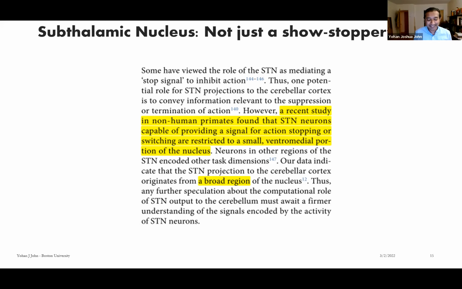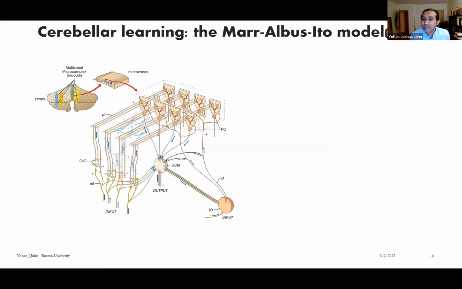Nice. Yeah. So actually, I was going to just move on to the Marr-Albus thing. I didn't have time to find a decent model of it, and I didn't even look at it clearly. But do any of you remember?